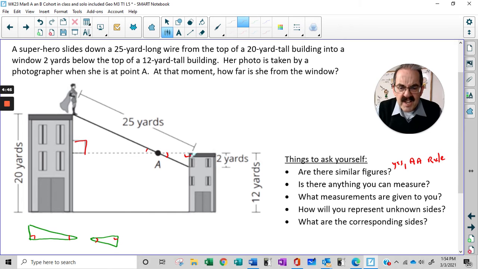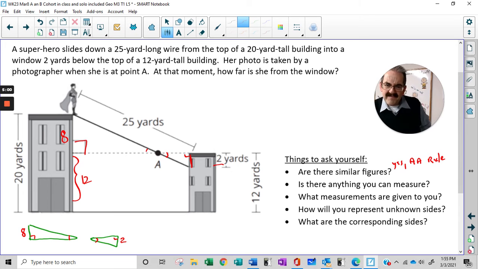The first thing is I got this 2 here, and then 20 and 12. That's 12, this is 20, so I got an 8. Now comes the hard part. 25 is the whole thing, so we're going to come up with an x. I'm going to say 25 minus the x, and the x. Hopefully in class you have a little bit of a discussion on where the x goes.